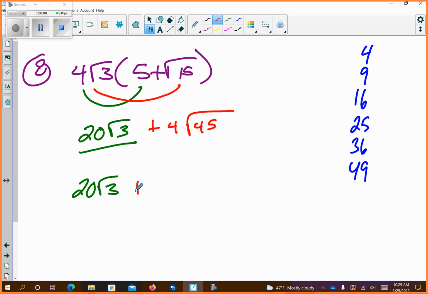Let's take a look at the red one. Root 45 is like here. So which number that's above that red line can I multiply together with another number to give me 45?